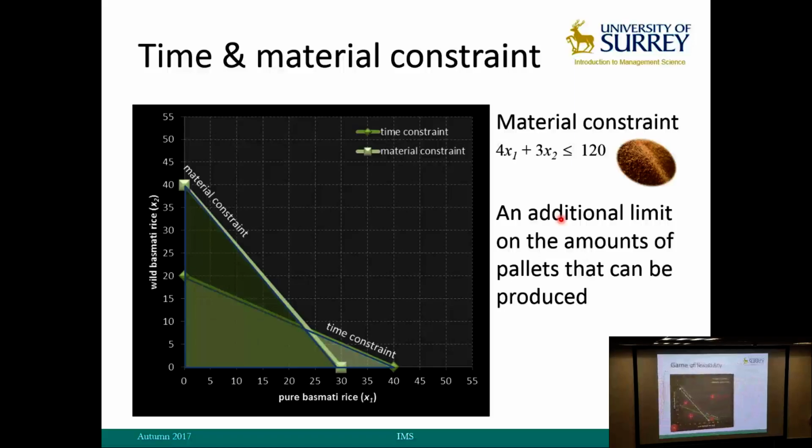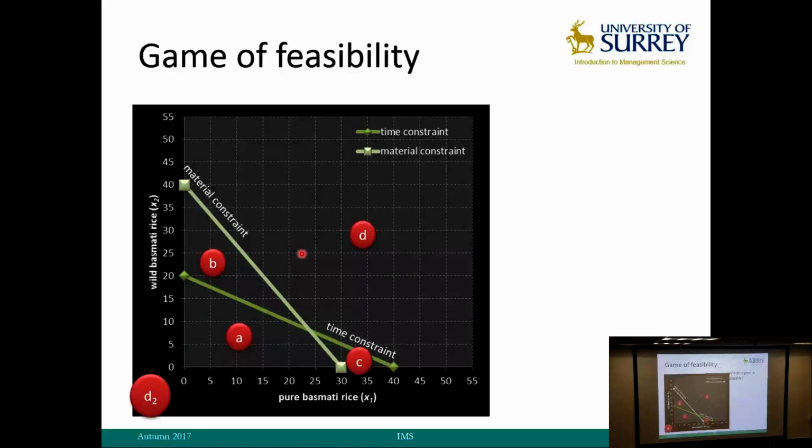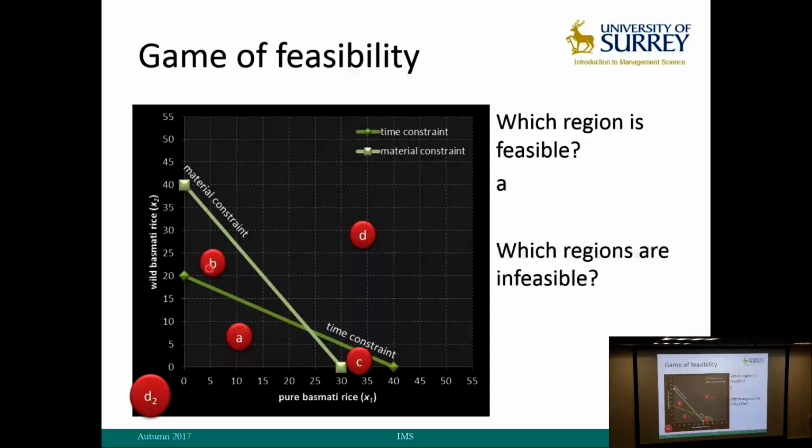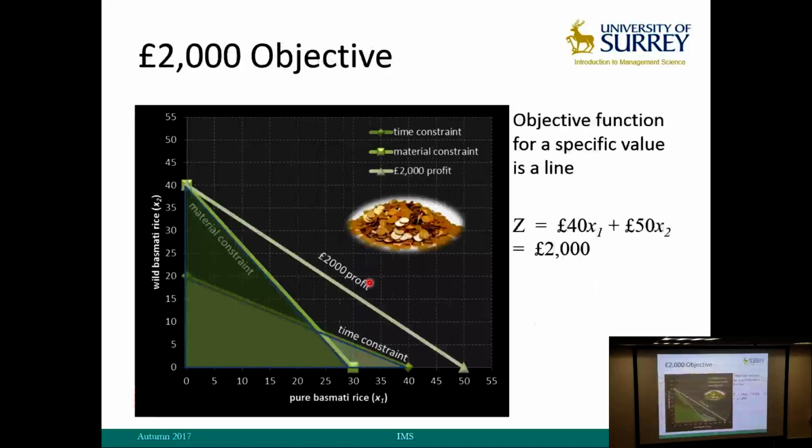But we know the feasible region is A. So A is the feasible region, and B, C, and D are all breaking some or all of the constraints. Okay, 40 and 50 are the prices for the two products. We could make the profit to be 2,000. That's just one example. We could make it 2,000 by making certain x1 or x2.